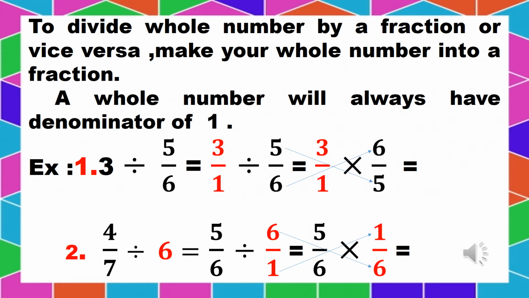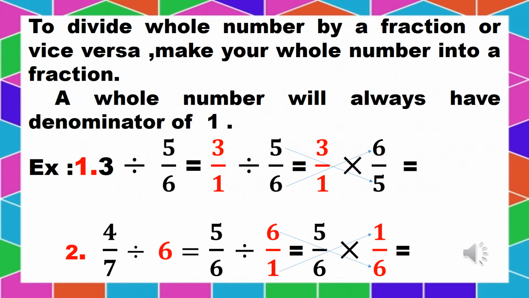Okay, after making our whole numbers into fractions, we will now proceed to the next step. The rule in dividing fractions is that you multiply the dividend by the reciprocal of the divisor. So our dividend is 3 over 1, divided by 5 over 6. So we will have the reciprocal of our divisor, 5 over 6, so that will become 6 over 5. And from division, it will become multiplication. So that is the second step.